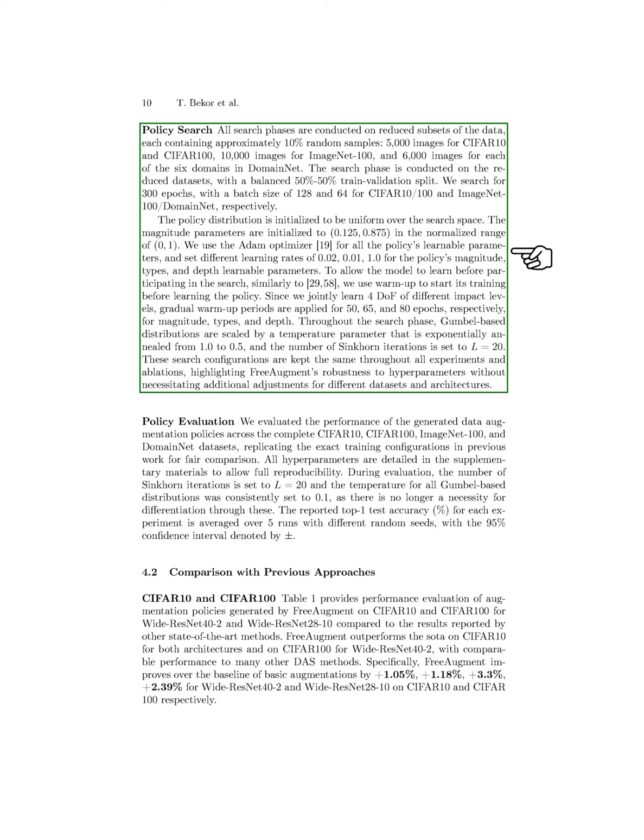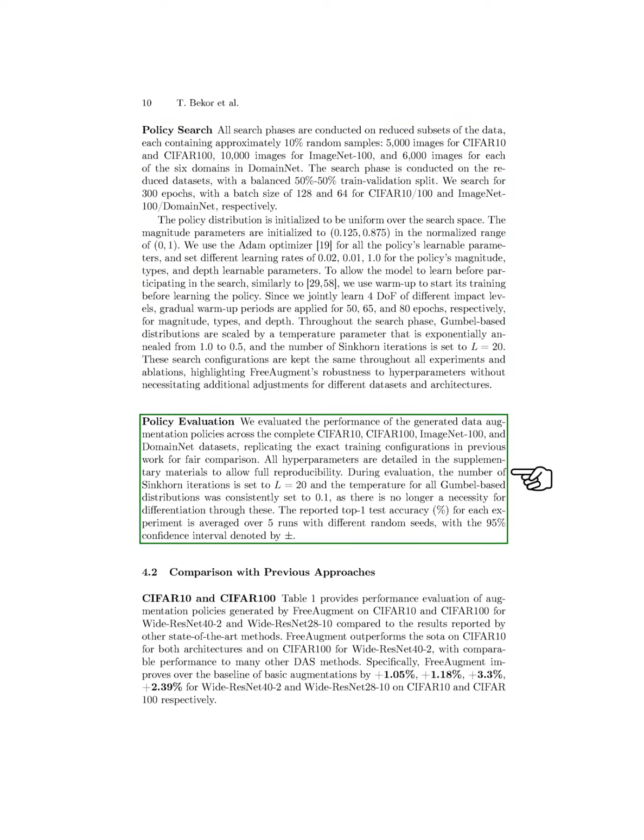To help the model learn before the search, we implement a warm-up period for training, applying gradual warm-ups for the magnitude, types, and depth. During the search, we scale Gumbel-based distributions with a temperature parameter that decreases from 1.0 to 0.5, and we set the number of synchron iterations to 20. We keep these configurations consistent across all experiments, demonstrating FreeAugment's robustness to hyperparameters without needing adjustments for different datasets and architectures.